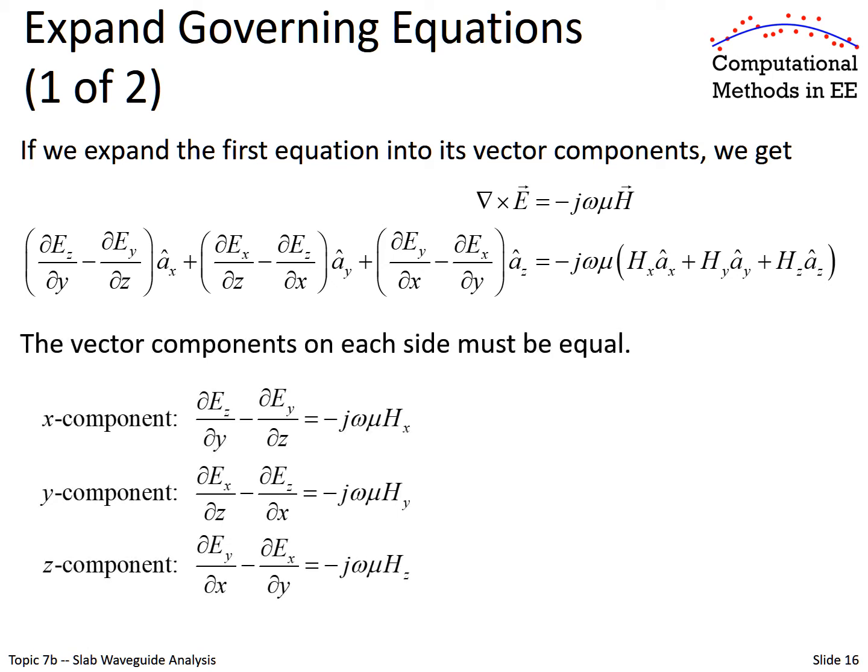At this point, we will look at the x component on the left, and we will set that equal to the x component on the right, and arrive at this equation. The other two equations on this slide are arrived at by setting the y component on the left equal to the y component on the right, and the z component on the left equal to the z component on the right. So our single vector differential equation has now become a set of three scalar differential equations that are all coupled. They're not independent equations.